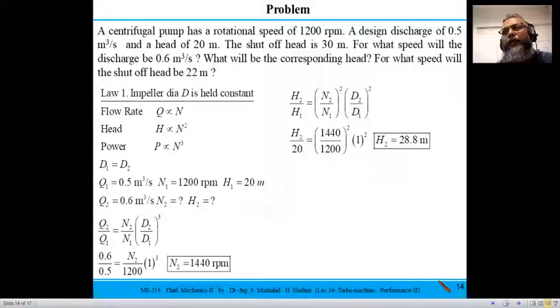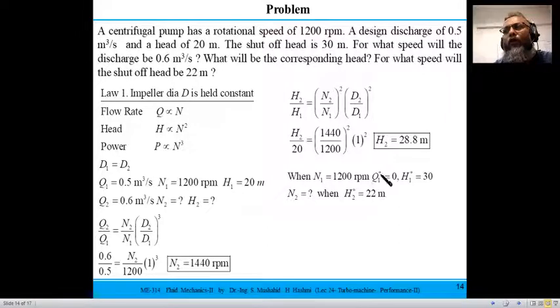So for that new operating condition, N2 and H2, we need to work out what the shut off head will be. I call that RPM 1200 in the first case, and the volume flow rate would be 0 because my shut off head would be 30. So that is something given here.